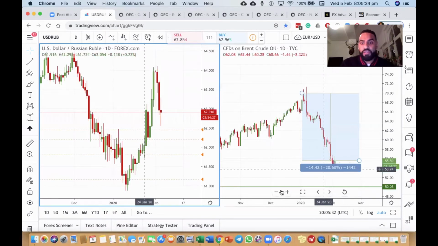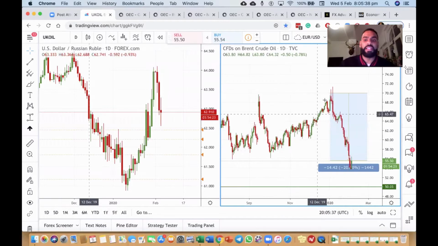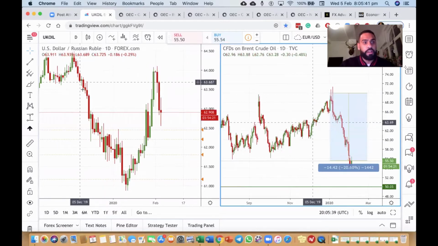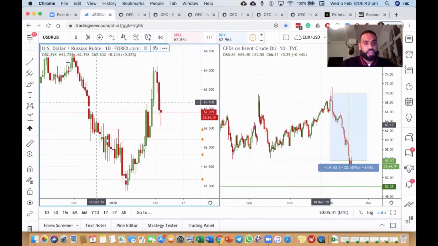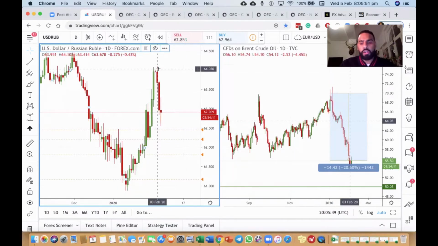And then you can see previously, when you had oil prices rising in 2019, you had a stronger Russian ruble against the US dollar. So you can see the Russian ruble is a base currency here. So when it's going down, the Russian ruble is getting stronger. And when it's going up, the US dollar is getting stronger.